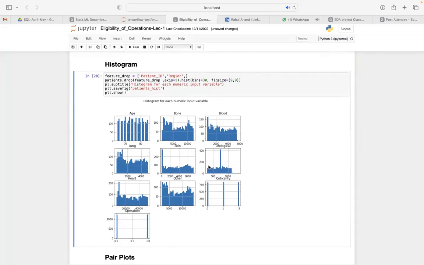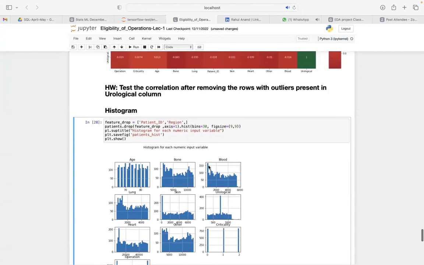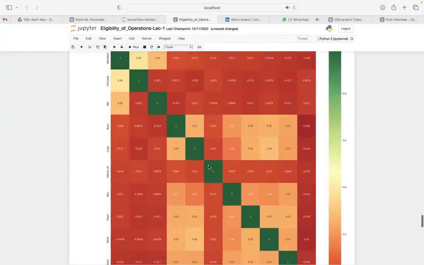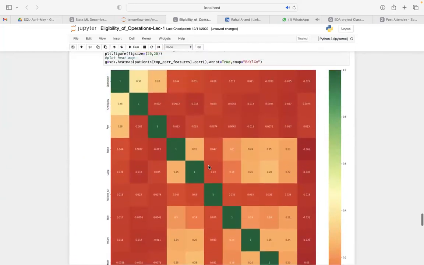I missed 2 minutes due to my internet. Can you explain what you did after the correlation? Yeah. Okay. Rupesh, do you want to explain?